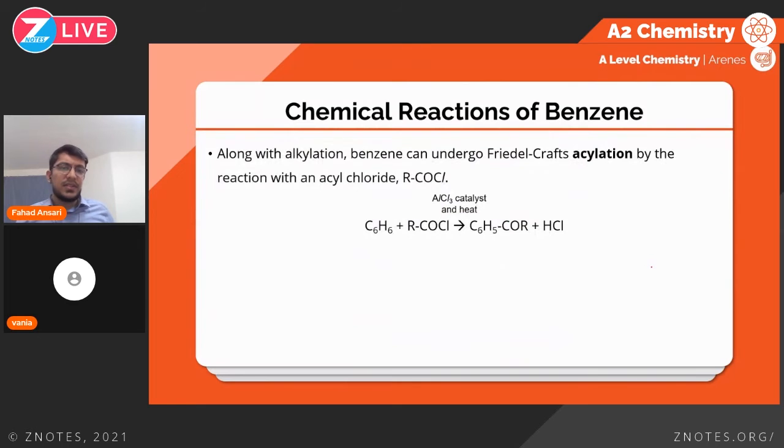Now, another reaction that we have is Friedel-Crafts acylation. For this, we just need to know what acyl means. Acyl is basically the functional group that contains a carbon-oxygen double bond, and it contains at least one alkyl group. So this group over here is your acyl group.